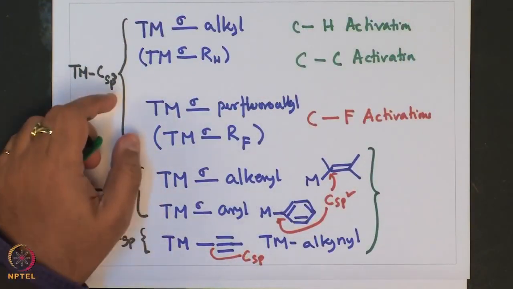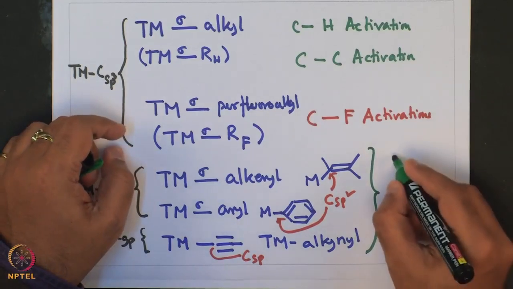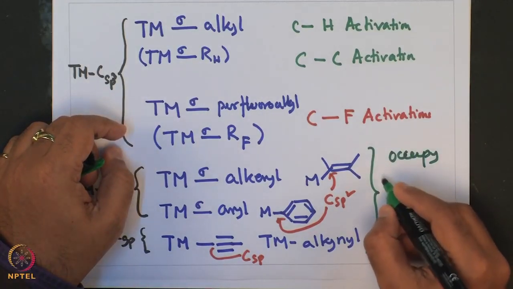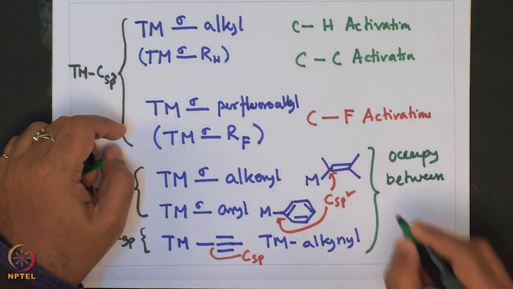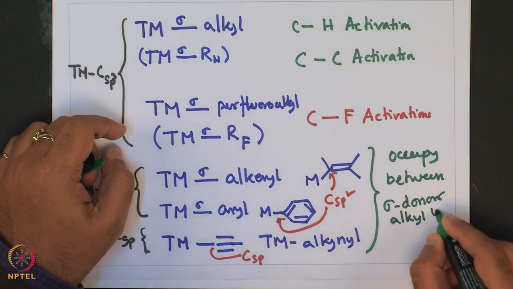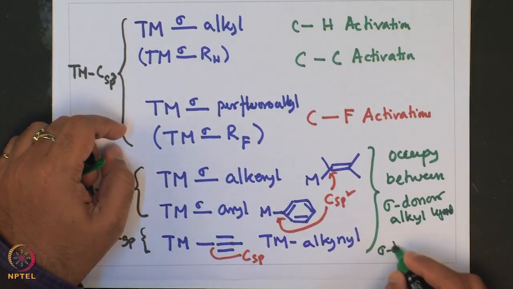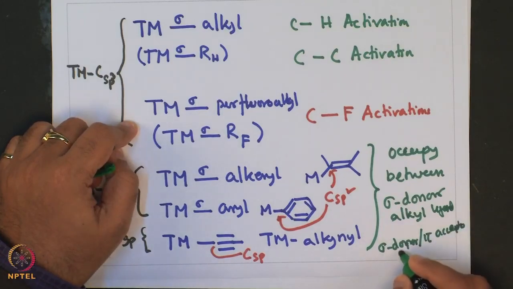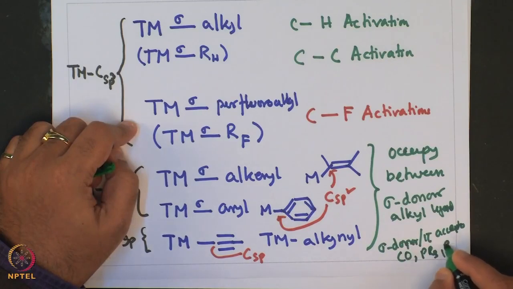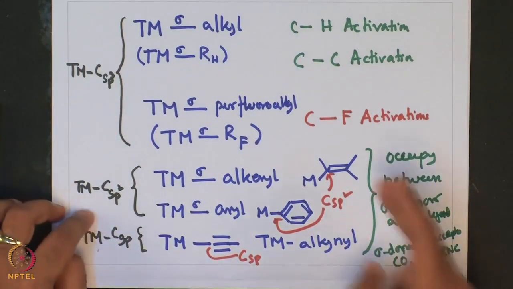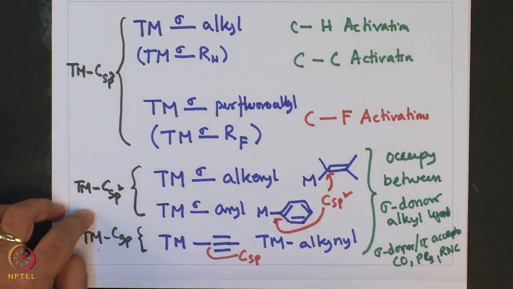As far as these ligands are concerned, this alkenyl, aryl, alkynyl, these ligands occupy an intermediate position between sigma donor alkyl ligands and sigma donor pi acceptor carbon monoxide, PR3 and RNC ligands. Now, this is a very important statement as far as these ligands are concerned.